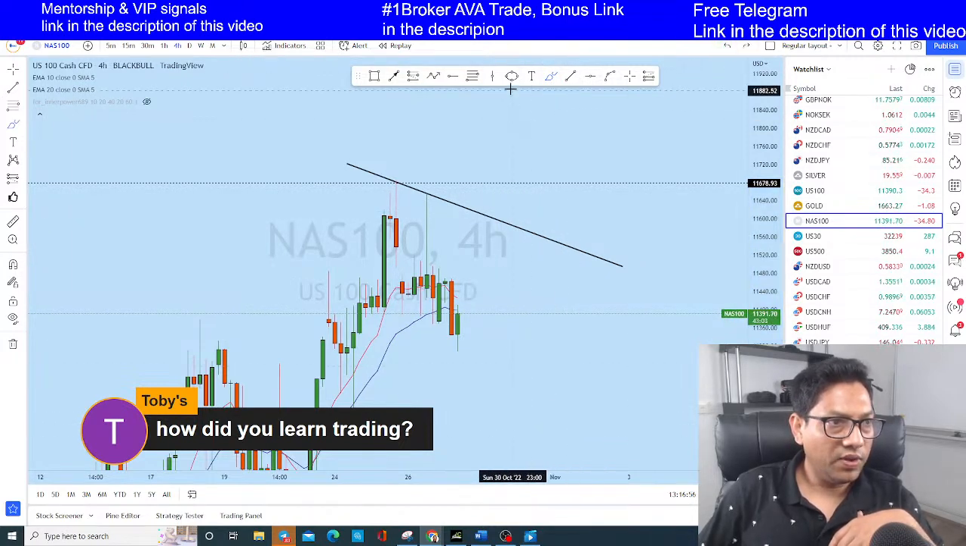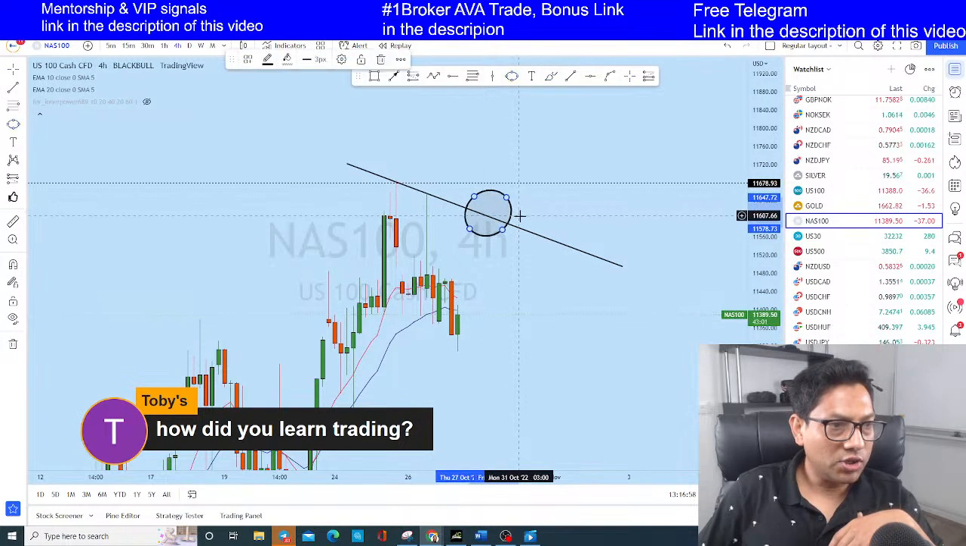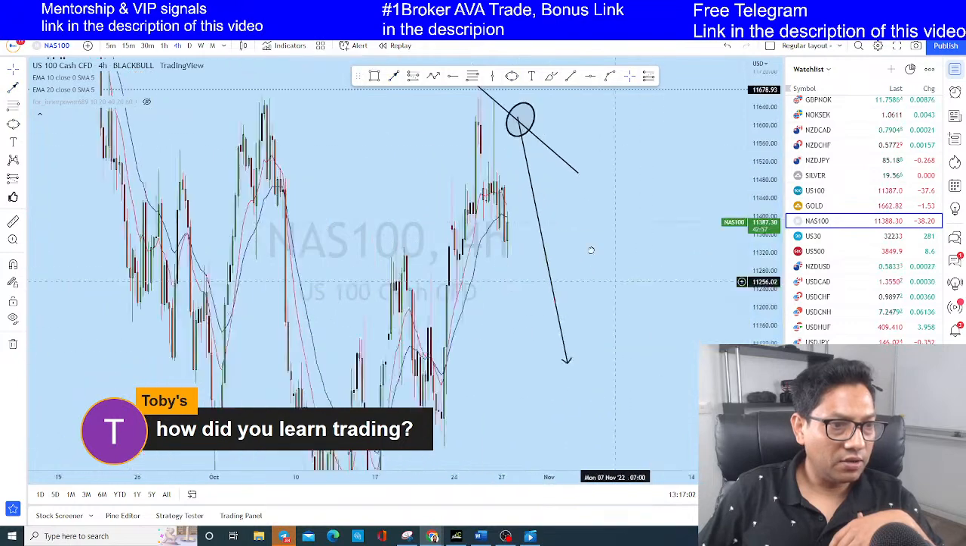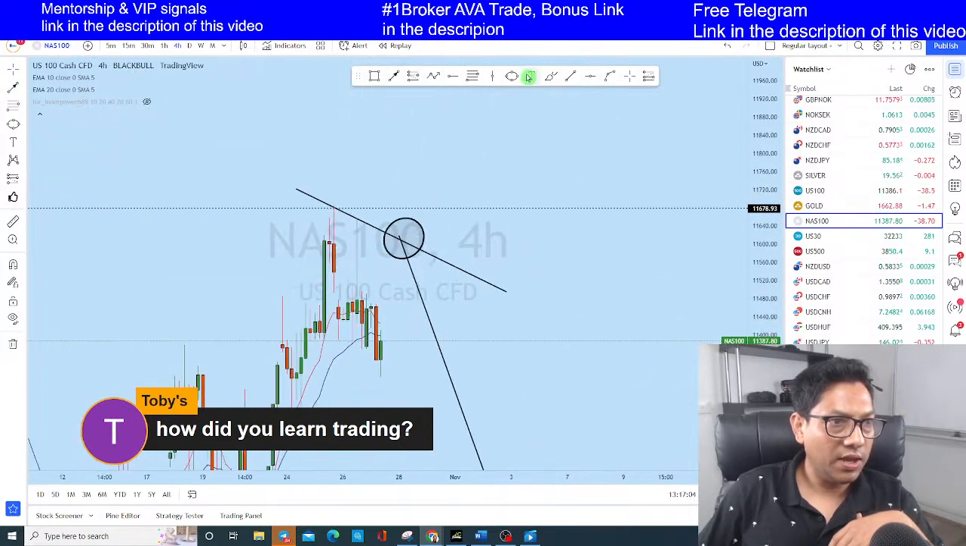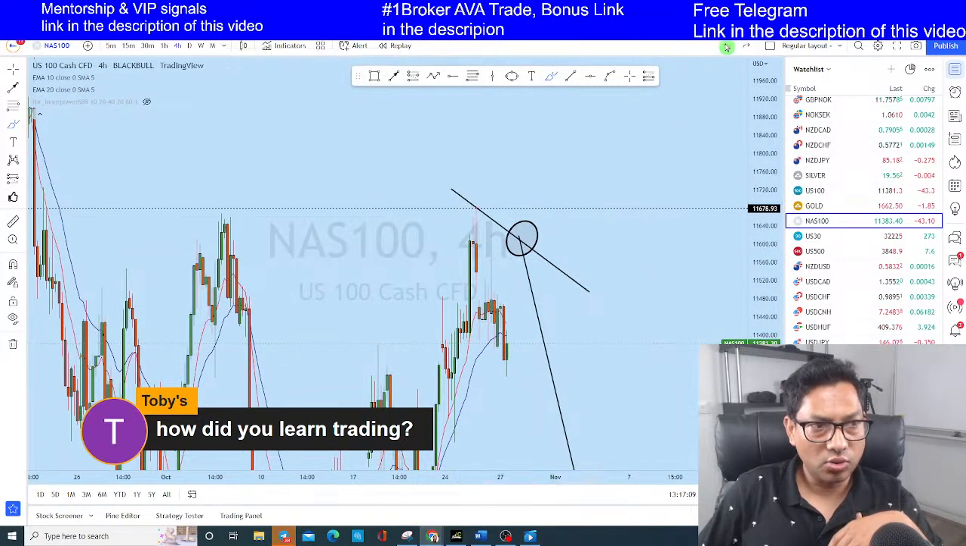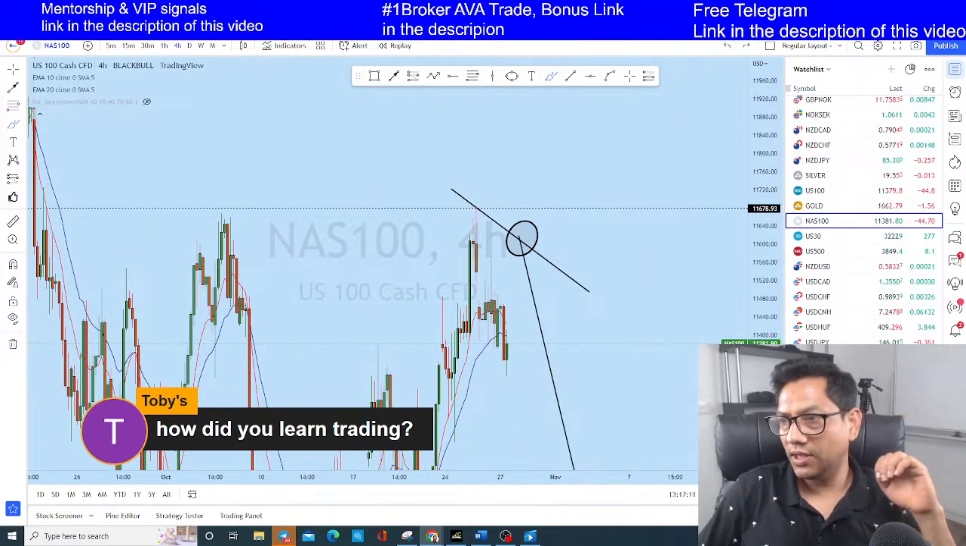So if the price goes to this zone on NAS100, based on the price action, then I might take a short. In that case, I will keep my stop loss above this high, and I will have a good risk to reward on this trade. Okay, that's what I will be doing. Let me look at USD CAD.